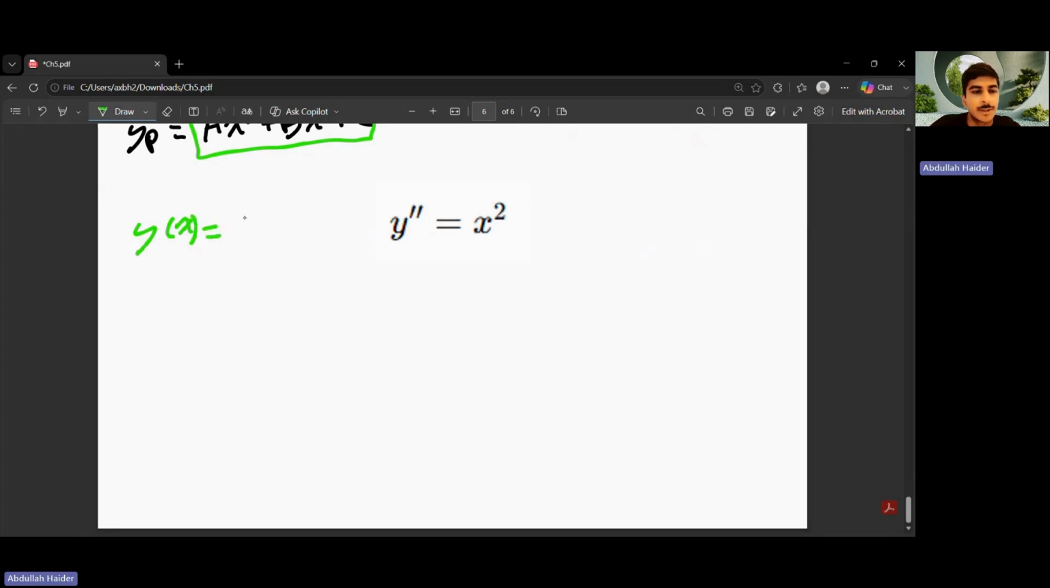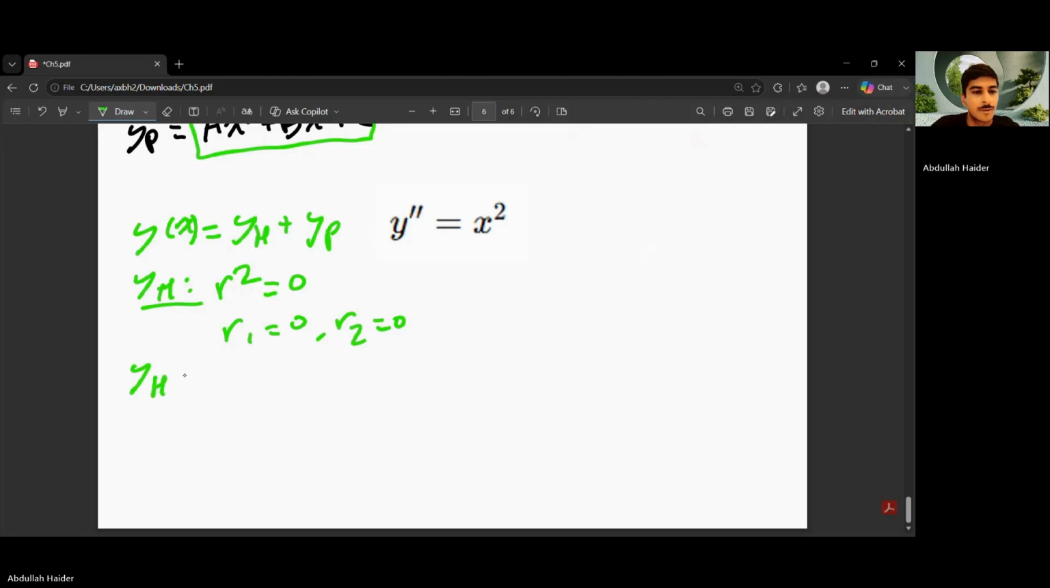y of x is equal to the homogeneous solution plus the particular solution. So here, for the homogeneous solution, r squared is equal to 0, r1 is equal to 0, and r2 is equal to 0. So both of them are 0. The homogeneous solution is going to be c1 plus c2. Why is there no e power on that? Because it's e power 0, which is 1, so we don't have to write the exponential here.